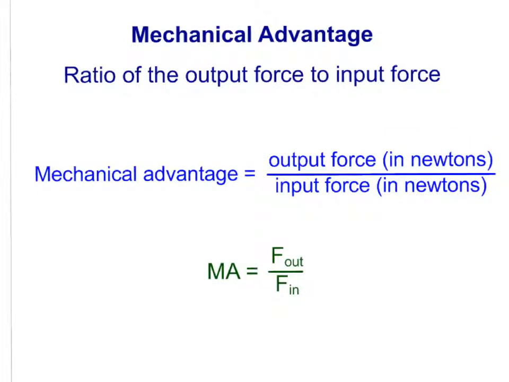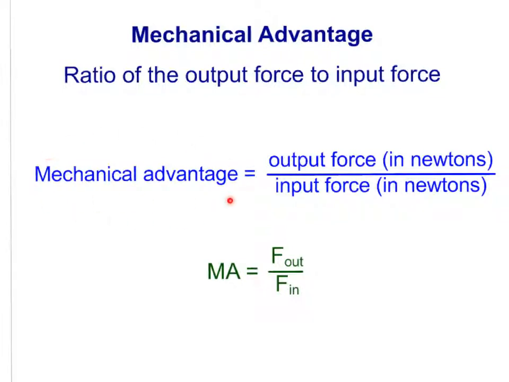So this car jack that we were just discussing is effective at increasing force. How effective is it at increasing force? Well, one way to measure that is using this term, mechanical advantage. Mechanical advantage gives us an idea of how effective a machine is at increasing that output force. It is the ratio of the output force to the input force.